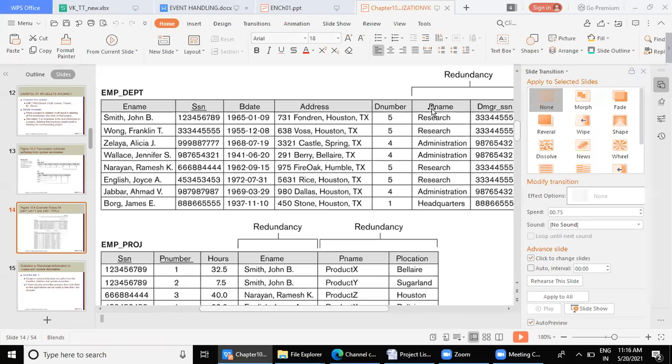Here, I am talking about this DNAME and DMGRSSN, which is repeatedly getting stored for every employee working for the research department. If there are 100 employees working for the research department, 100 times I'm repeating the department name and department MGRSSN. So how do we avoid this redundancy? Can anyone give me a hint?